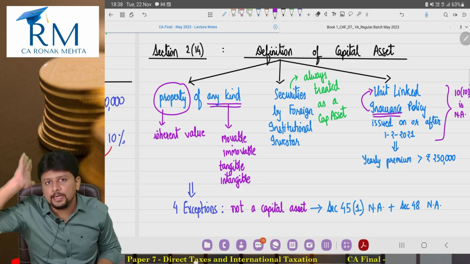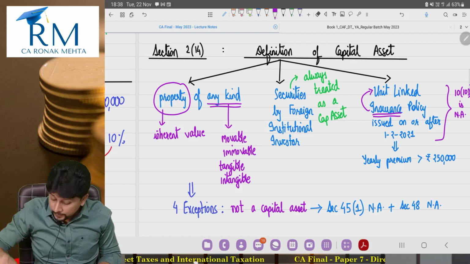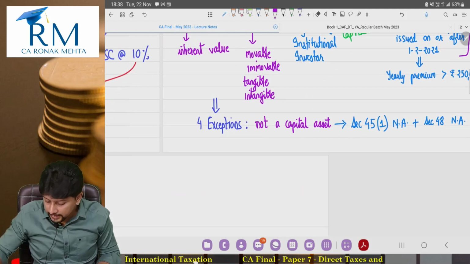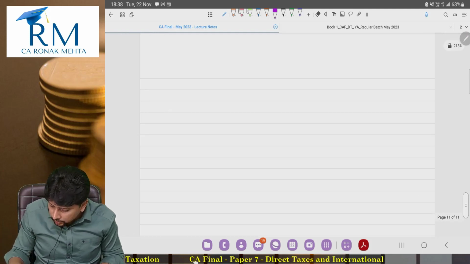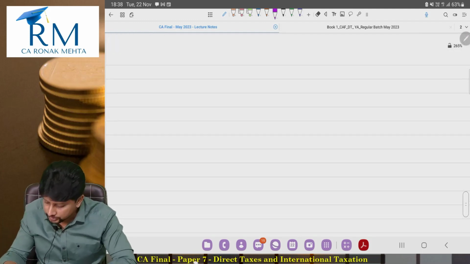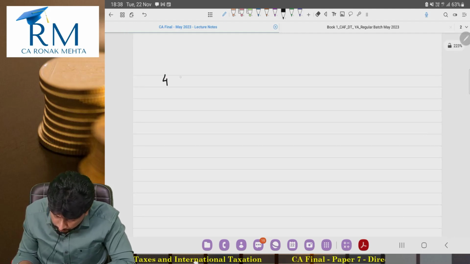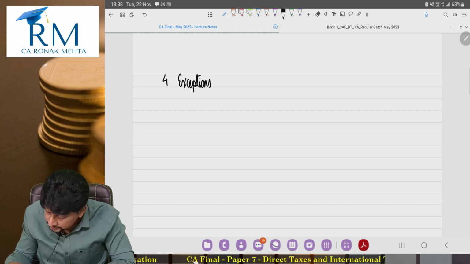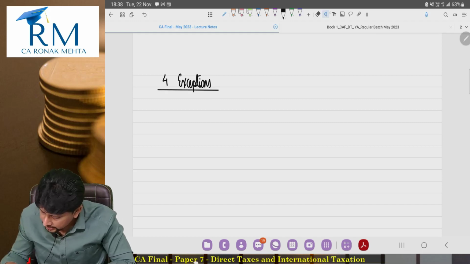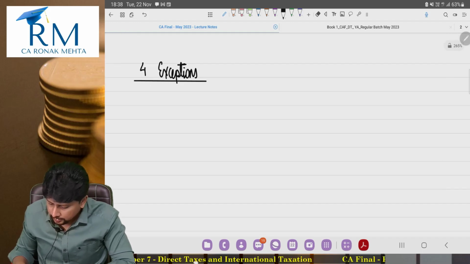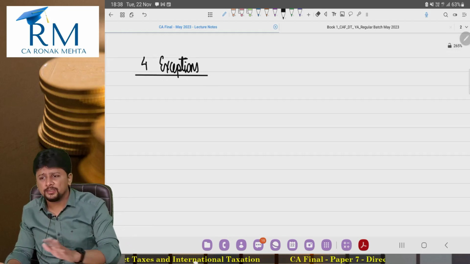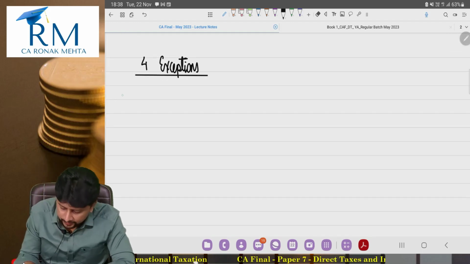Property of any kind held by the assessee. Okay. 4 exceptions. Now let's focus on these 4 exceptions. Something pretty simple. What are these 4 exceptions? I won't spend much time on it, primarily because I feel that in your CA Inter you have studied this in detail. What are my 4 exceptions?